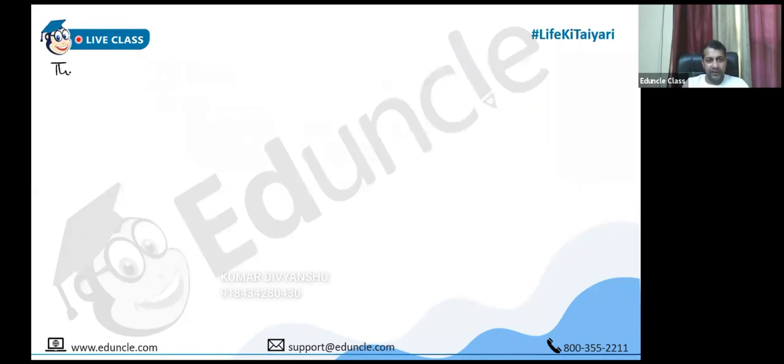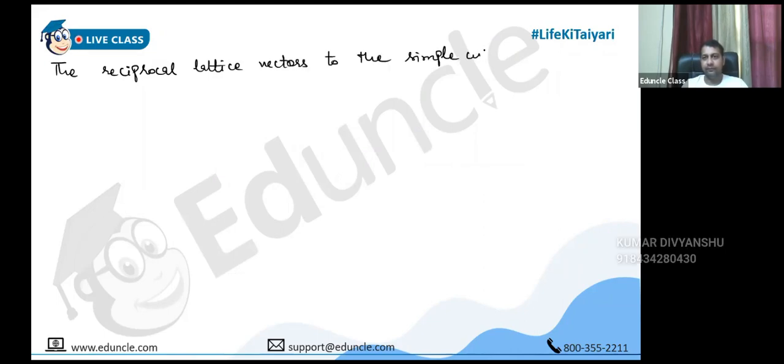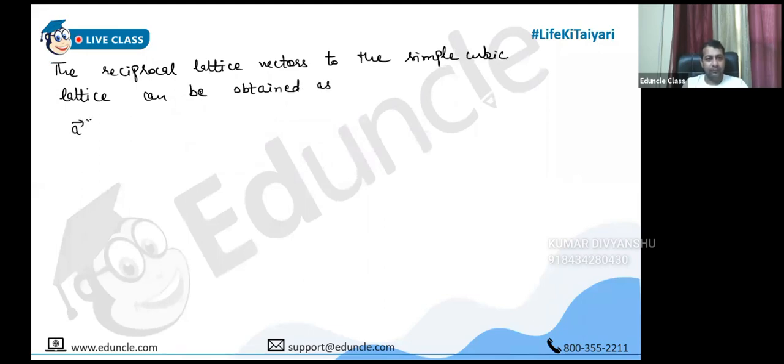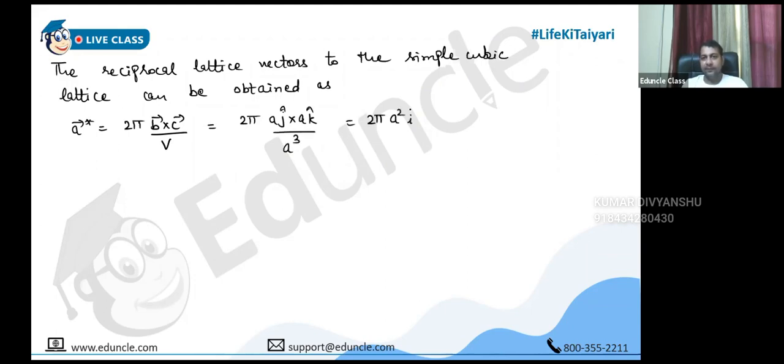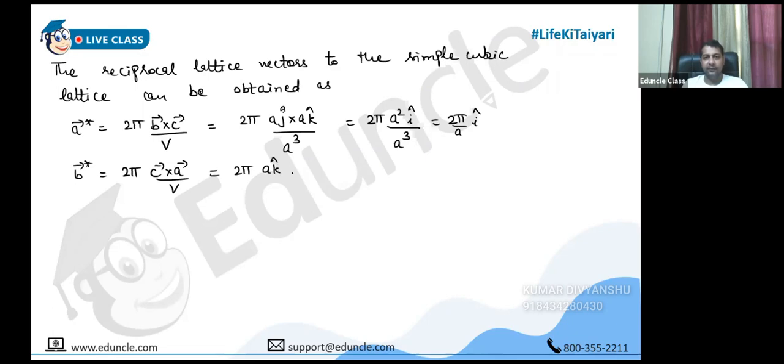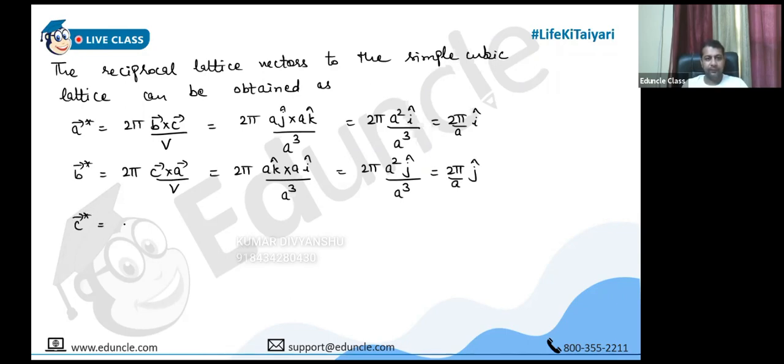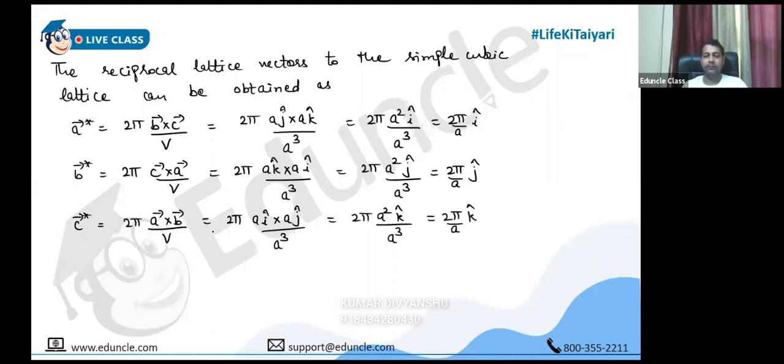So now you can make use of these formulae, a star, b star, c star, in order to calculate the reciprocal lattice vectors. Can I write V over here, because we have already calculated the volume, instead of writing the denominator term again? This way it will become easier. Now this will be 2 pi by a i cap. Please check. Again, this is V. And k cross i is what? j. Please check.